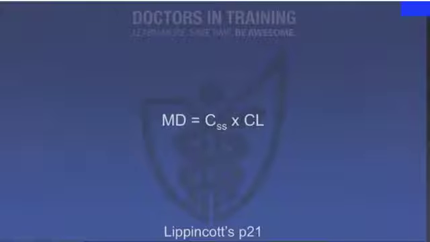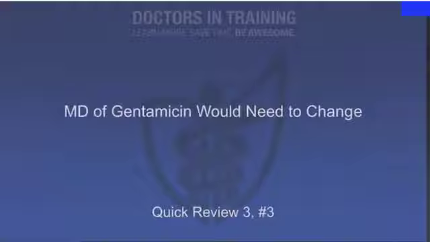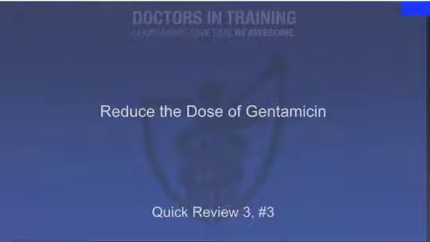Maintenance dose, we said, was equal to the concentration at steady state times clearance. So the maintenance dose of gentamicin in this patient would need to change because the clearance has changed. The clearance has been reduced, so you're going to need to reduce the dose of gentamicin. So the common gentamicin dosing interval is about every 8 hours. In renal patients, you dose gentamicin maybe every 12 hours, maybe every 24 hours, maybe every 48 hours, depending on how severe the renal disease is.